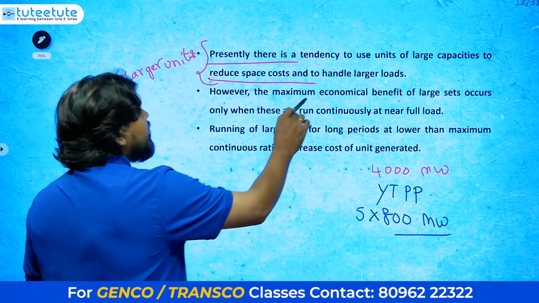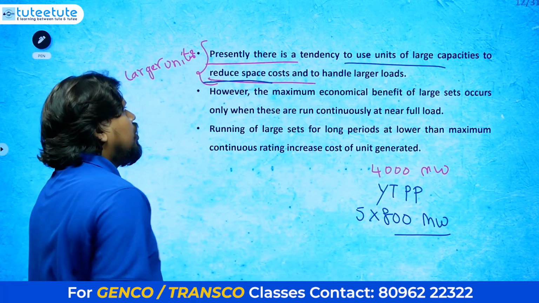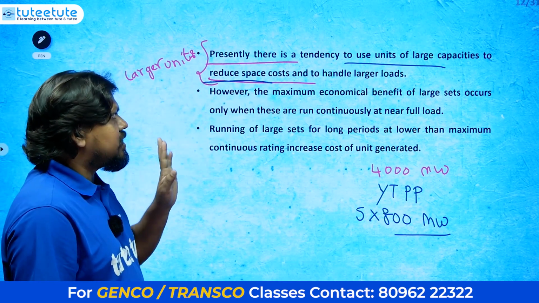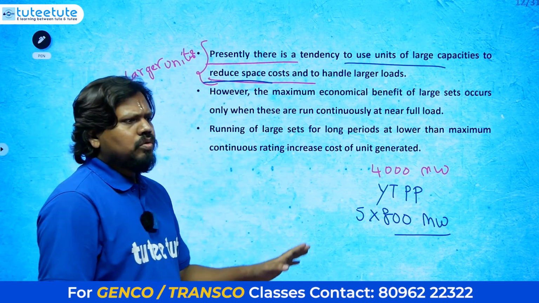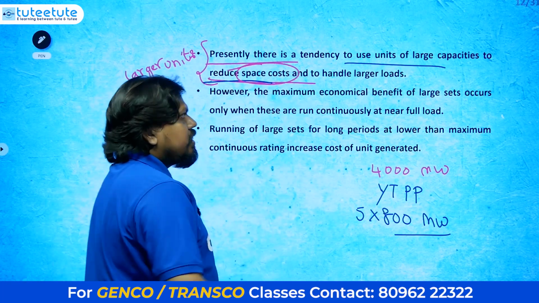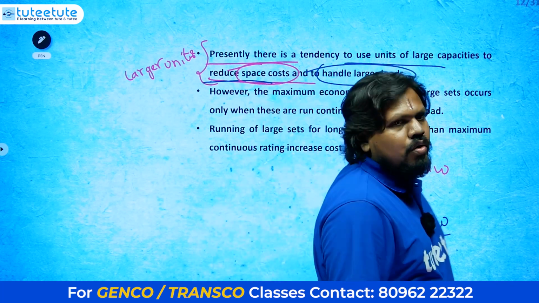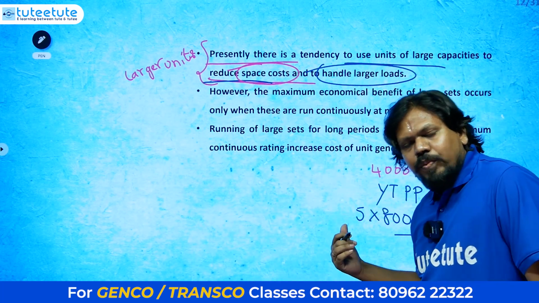So there is a tendency to use higher, larger units or larger capacities to reduce the space cost and handle larger loads. Whenever you go for this, the space cost will be reduced, and we can handle the larger loads.